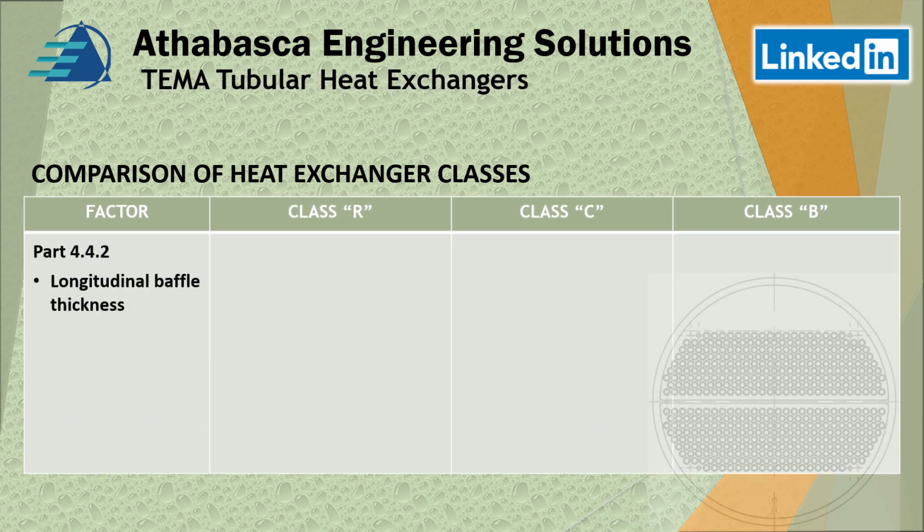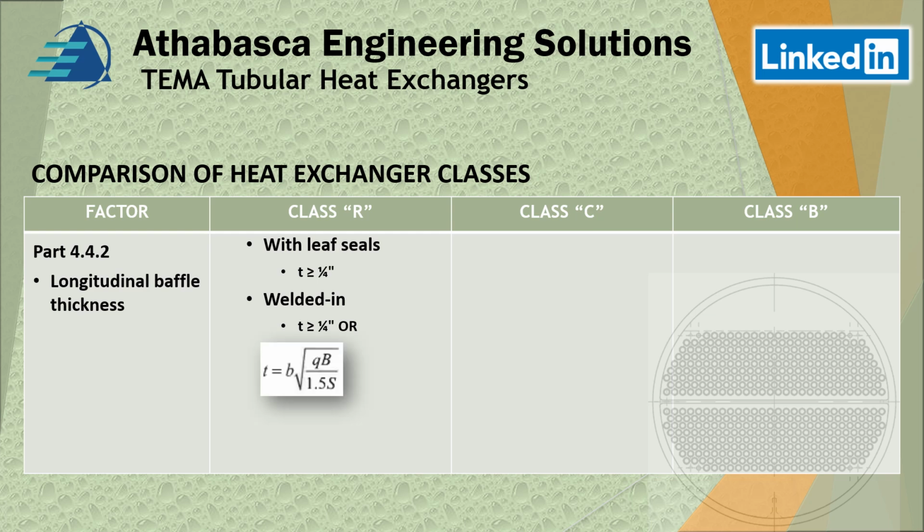Okay, let's look at 4.4.2, longitudinal baffle thickness. Quite a few rules about this one, and we tried our best to simplify them. The first rule is if you're going to be using leaf seals, T must be equal to or greater than a 1/4 of an inch for welded in. The same rule applies, but you can also have the option of following this equation. And this is based upon table RCB 9132 design tables, and that's how you can determine your thickness.